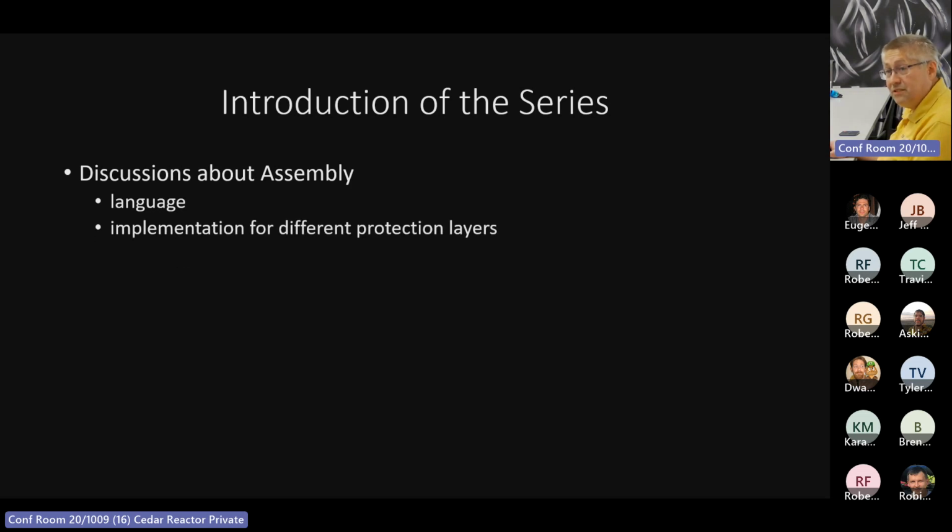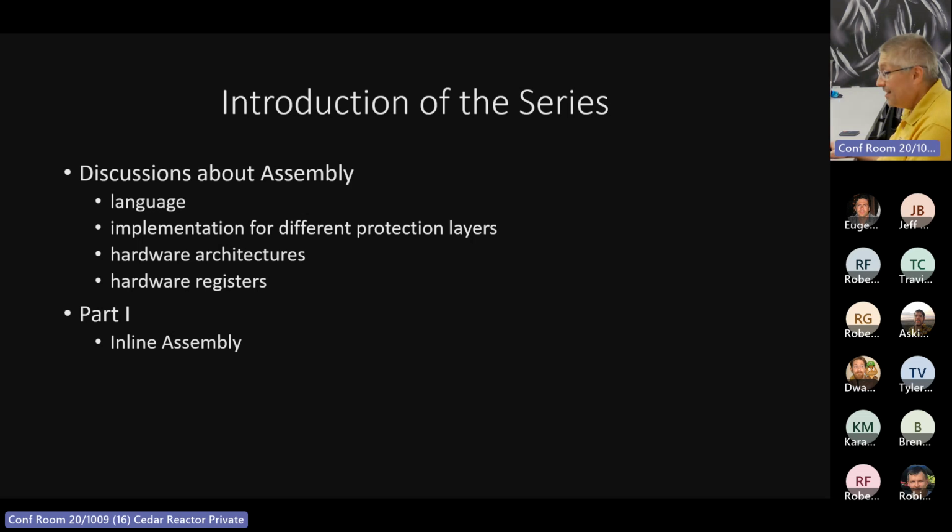And so, like I said, there will be discussion about the assembly and its language. And then we will talk about how to implement it not only for the current app user layer, but also for the kernel layer. And then down the road, we'll talk about hardware architectures and how to implement it based on the hardware registers. So this is part one, about inline assembly. First, we're going to talk about its construction and then give some examples, and then things to consider when implementing.